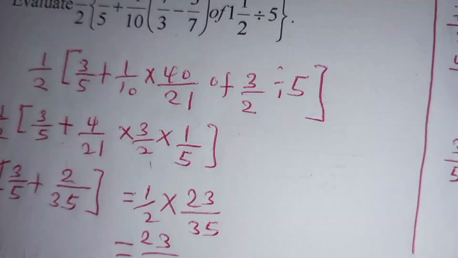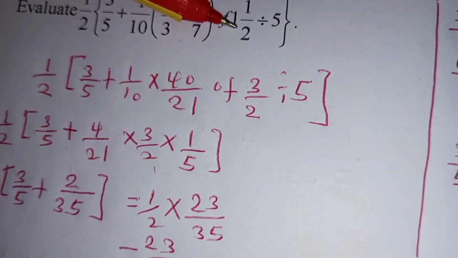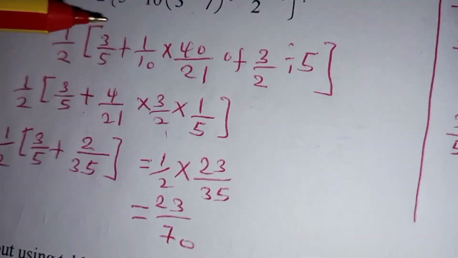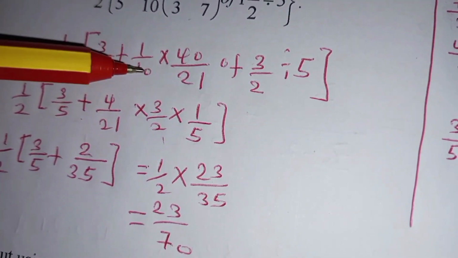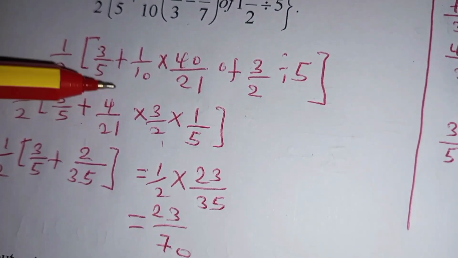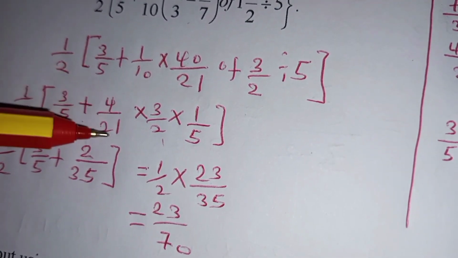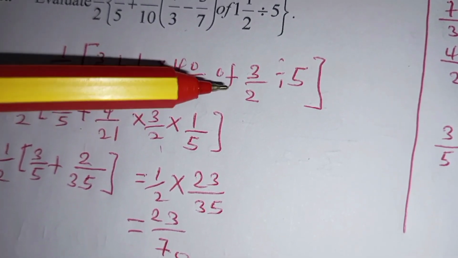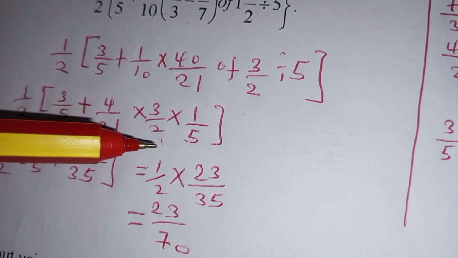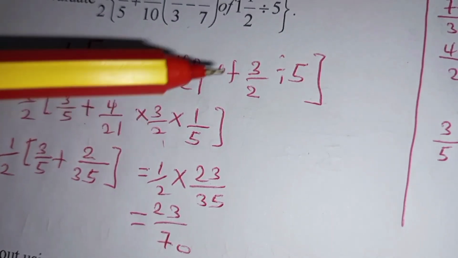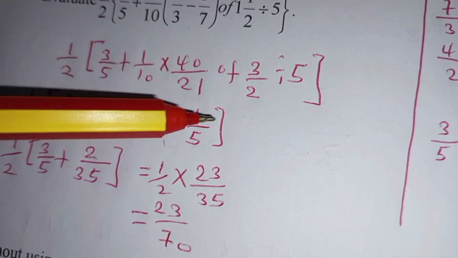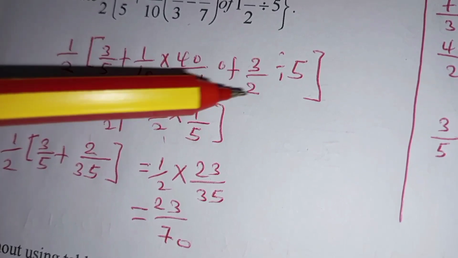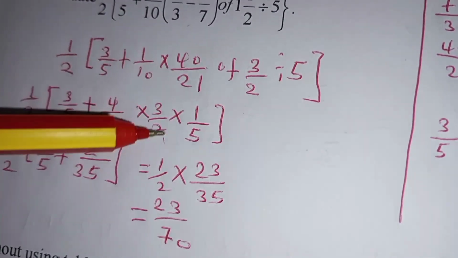40/21 of, this is the same as 2 plus 1, 3/2 divided by 5. Then from there, here you can divide, so that you have 4/21 times, of means times, 3/2 divided by 1/5. Now 1 divided by 5. So we change the division into multiplication by using the reciprocal. The reciprocal of 5 is 1/5.